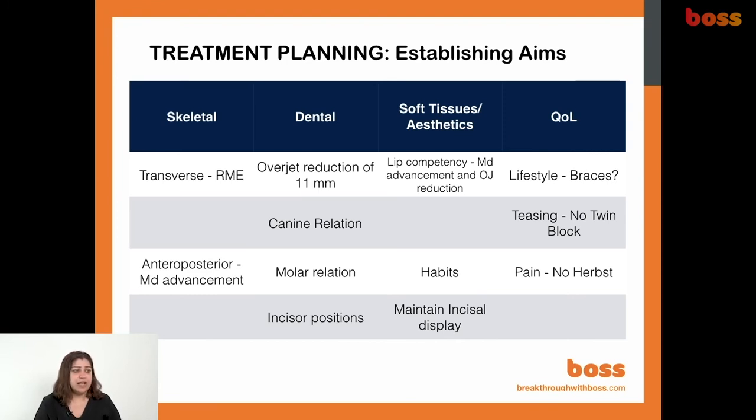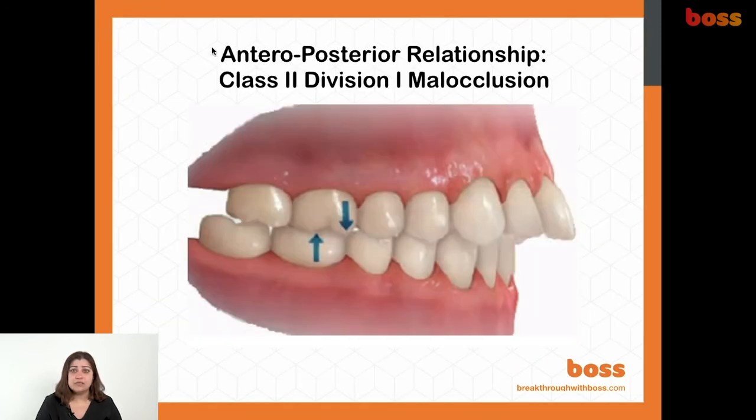And quality of life, you know, she's been teased. We don't want to put anything that's going to affect her speech. Now, big acrylic plates and removable appliances have been known to cause speech impediments. So, you know, we didn't want to give her that. She had already been diagnosed and treatment planned for a Herbst, a fixed class 2 corrector, which she refused because of discomfort and pain. So we decided on going with maybe braces or aligners. You could do it with both.